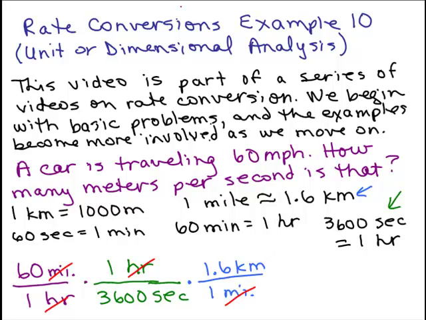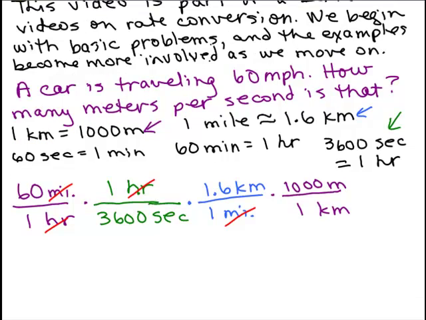So the only thing left to do here is to get it in meters. So I'm going to use this last conversion. I know there are 1,000 meters in a kilometer. I want the kilometers to cancel, so I want the 1 kilometer in the denominator, which means I have 1,000 meters in the numerator. All right, so that means I could cancel the kilometer with the kilometer. So I finally have just meters in the numerator and seconds in the denominator, except for all the numbers.